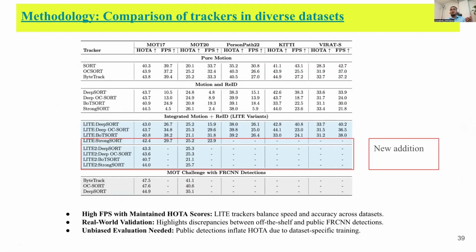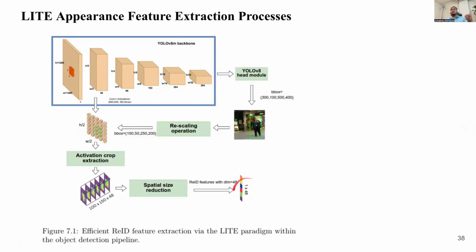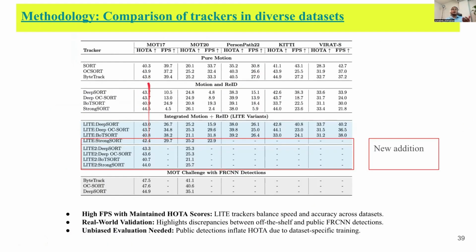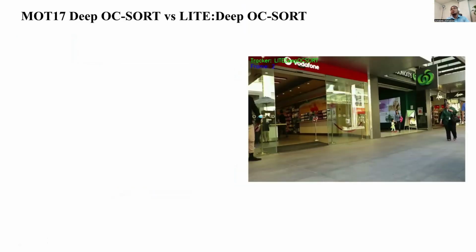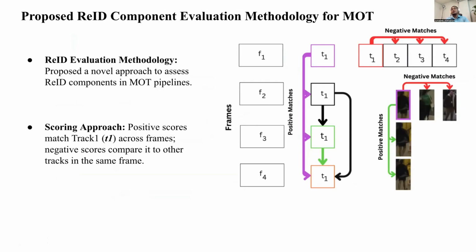If you see here, this is really surprising. LITE is very simple. It's just getting these very simple features, rather than training a separate CNN for identity distinction. We are just getting features from an off-the-shelf YOLO model. How come it's working the same as other really specialized detectors? This is really surprising to us. And that's why, to find that out, we introduced the ReID component evaluation methodology in Prime.